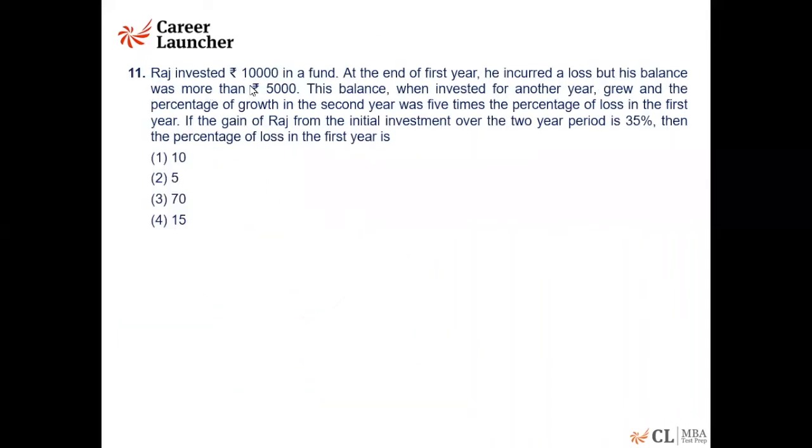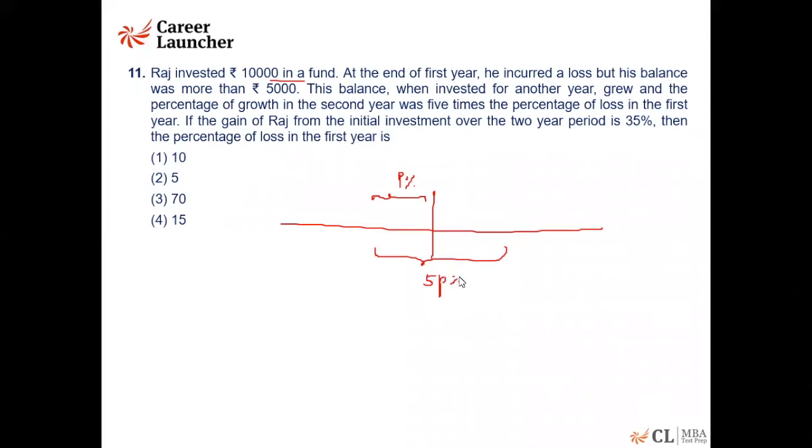So Raj invested 10,000 in a fund. At the end of the first year, he incurred a loss. So let's say his investment is somewhere. He incurred a loss, but his balance is more than 5,000. This balance, when invested for another year, grew, and the percentage of growth in the second year was 5 times the percentage of loss in the first year. So if this is P% loss, what you have is 5P% is the gain in the second year. And overall, we see that the gain is 35% over the period.